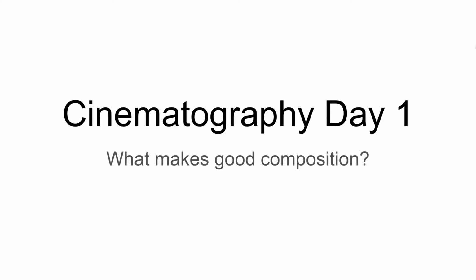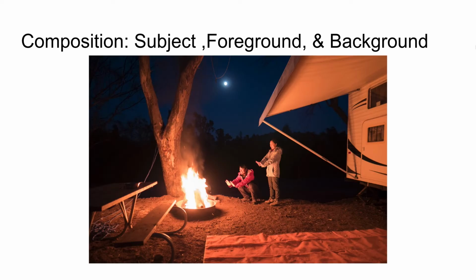Okay, so this is day 1 of learning about cinematography, and we're going to focus on composition. What makes good composition? Well, let's see. We have to have 4 things, not subject, foreground, background. There's only 3, but 4 things is you have to have subject, foreground, and background. And when you have subject, foreground, and background, you can complete an image. So the subject is my wife and I.